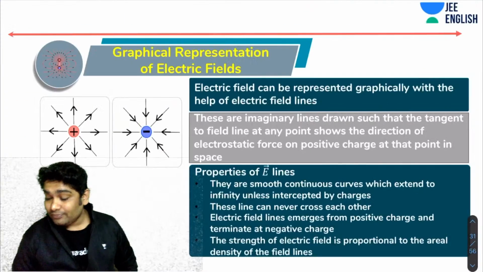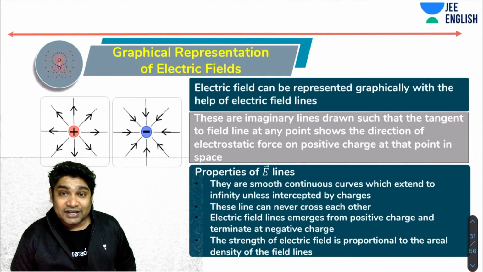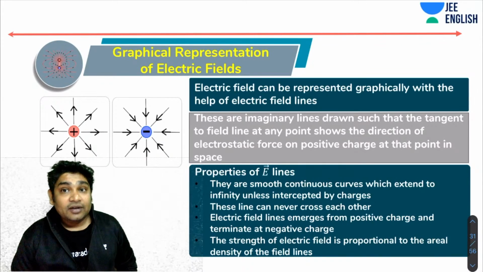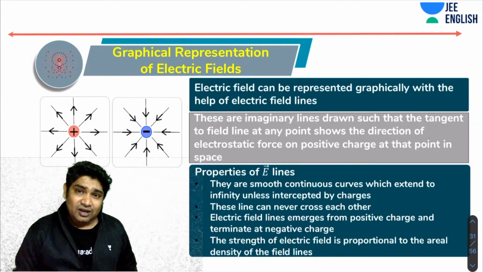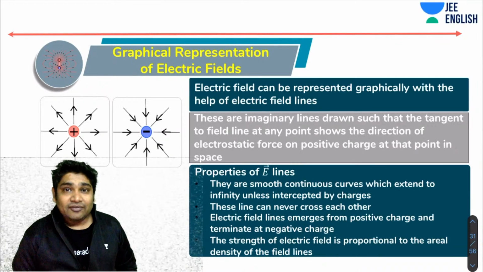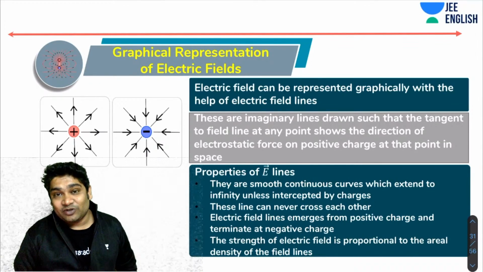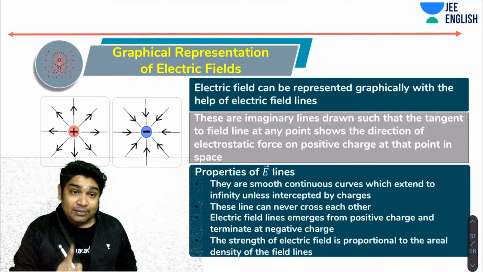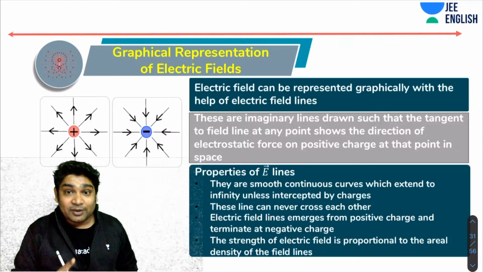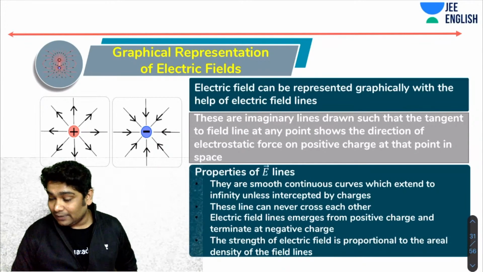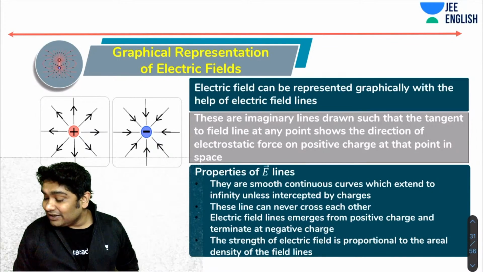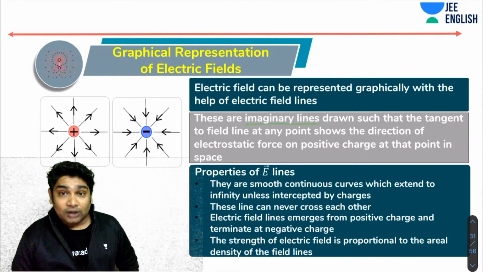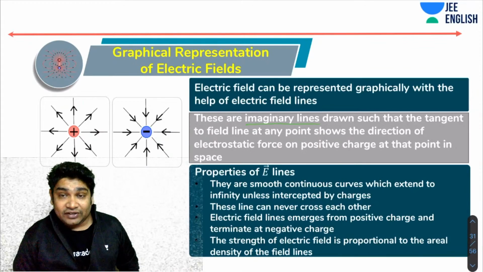Next, we'll talk about graphical representation of electric fields. Electric field can be represented graphically with the help of field lines. There were a lot of theories and a lot of propositions, and finally we represent electric fields with the help of electric field lines. Now, what are electric field lines? Electric field lines are imaginary. Electric field is not imaginary, but field lines are imaginary. Please remember that. These are imaginary lines drawn in such a way that the tangent at any point on the line tells you the direction of the E vector.